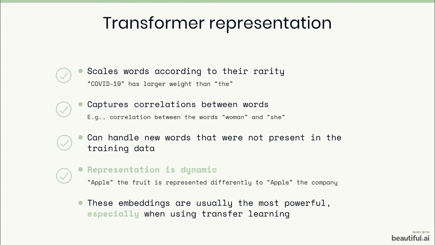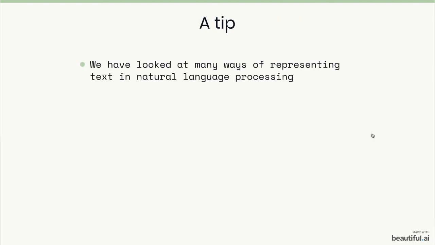So the representation becomes dynamic, in that Apple the fruit is represented differently to Apple the company. These transformer embeddings are usually the most powerful, especially when using transfer learning. It very rarely makes sense to use a transformer model from scratch. You would want to pull down a pre-trained model. Thankfully, that has been made way easier in newer times, and we will see some of that in the exercise notebook.